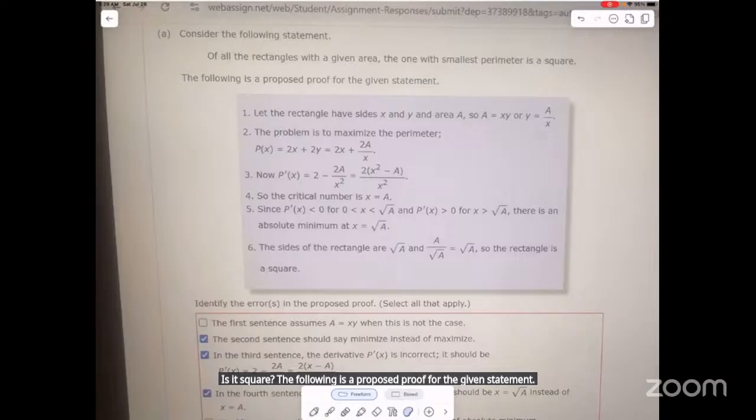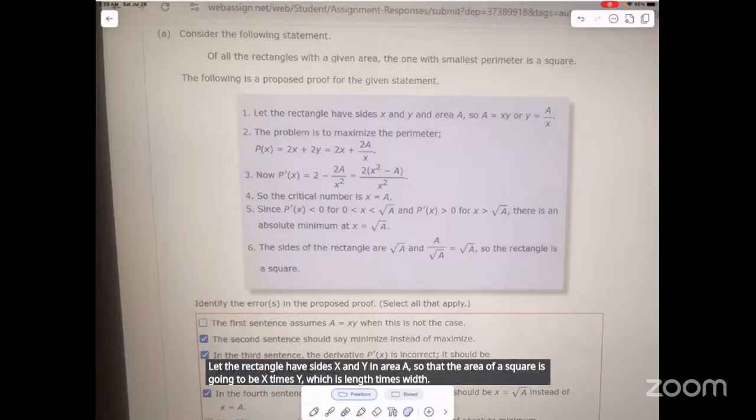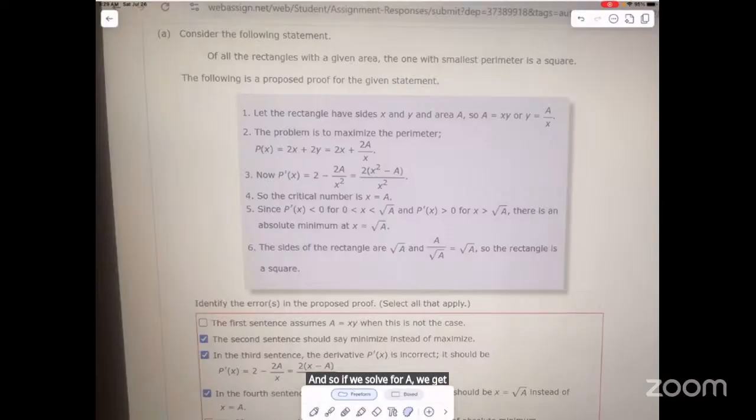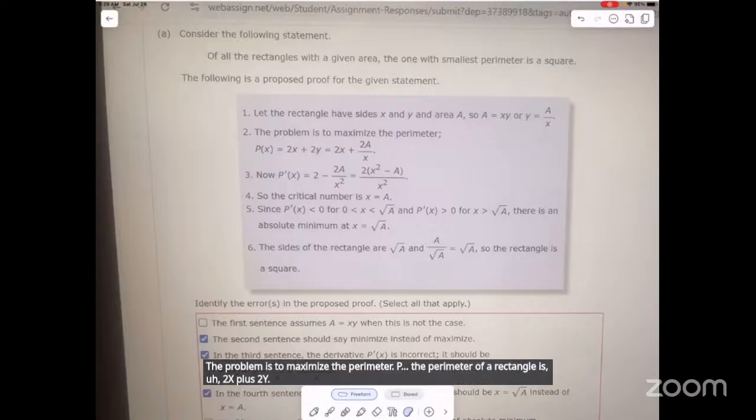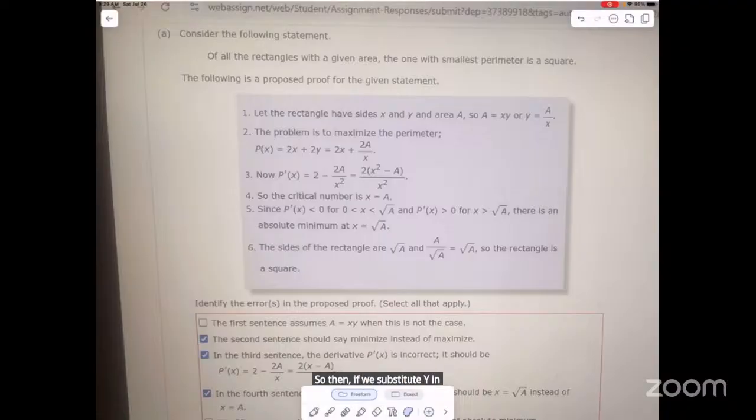Let the rectangle have sides x and y and area A, so that the area is going to be x times y, which is length times width. And so if we solve for A, we get y equals A over x. The problem is to maximize the perimeter. P, the perimeter of a rectangle, is 2x plus 2y. So then if we substitute y in, we get 2x plus 2A over x.